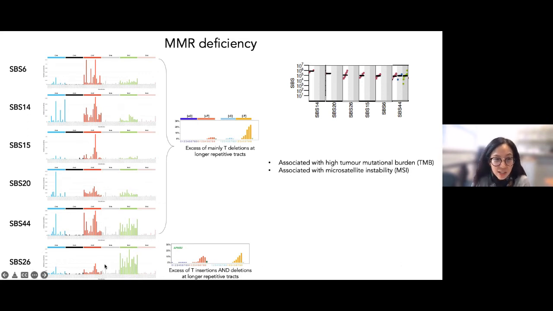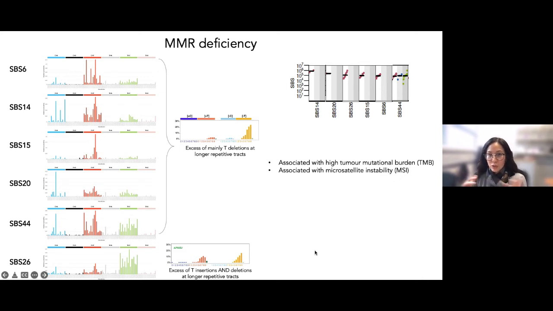SBS 26 is often seen in PMS2 mismatch repair deficient tumors, whereas the others are seen in MLH1, MSH2, MSH6, and sometimes in combination with polymerase mutants, which I'll come to shortly. So this excess of deletions is what we call microsatellite instability, or MSI. And again, MSI is sometimes used as a marker of mismatch repair deficient cancers.